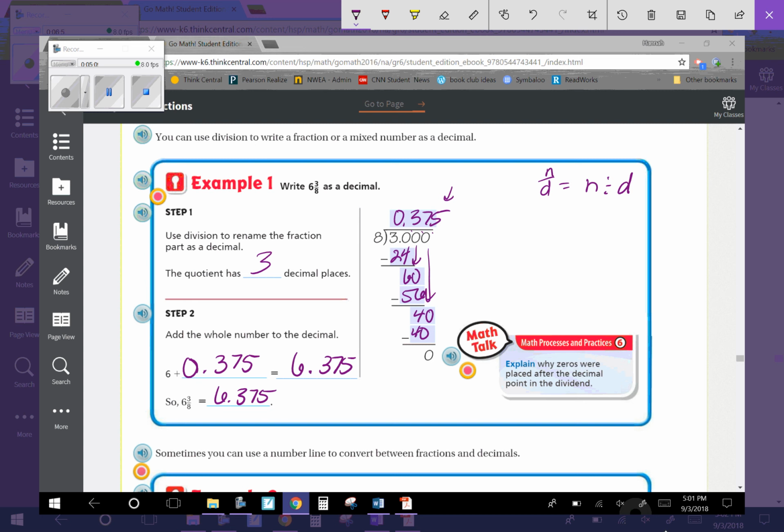And then over here on the math talk, it says, explain why zeros were placed after the decimal point in the dividend. And remember, a 0 is placed in the tenths place group because there are 0 groups of 8 in 3, and zeros were placed in the hundredths and thousandths places because there continued to be a remainder. So remember, we can put these zeros here if we have remainders to keep going until we get rid of our remainders or until we're at a place where we feel like we can round the number up or down.